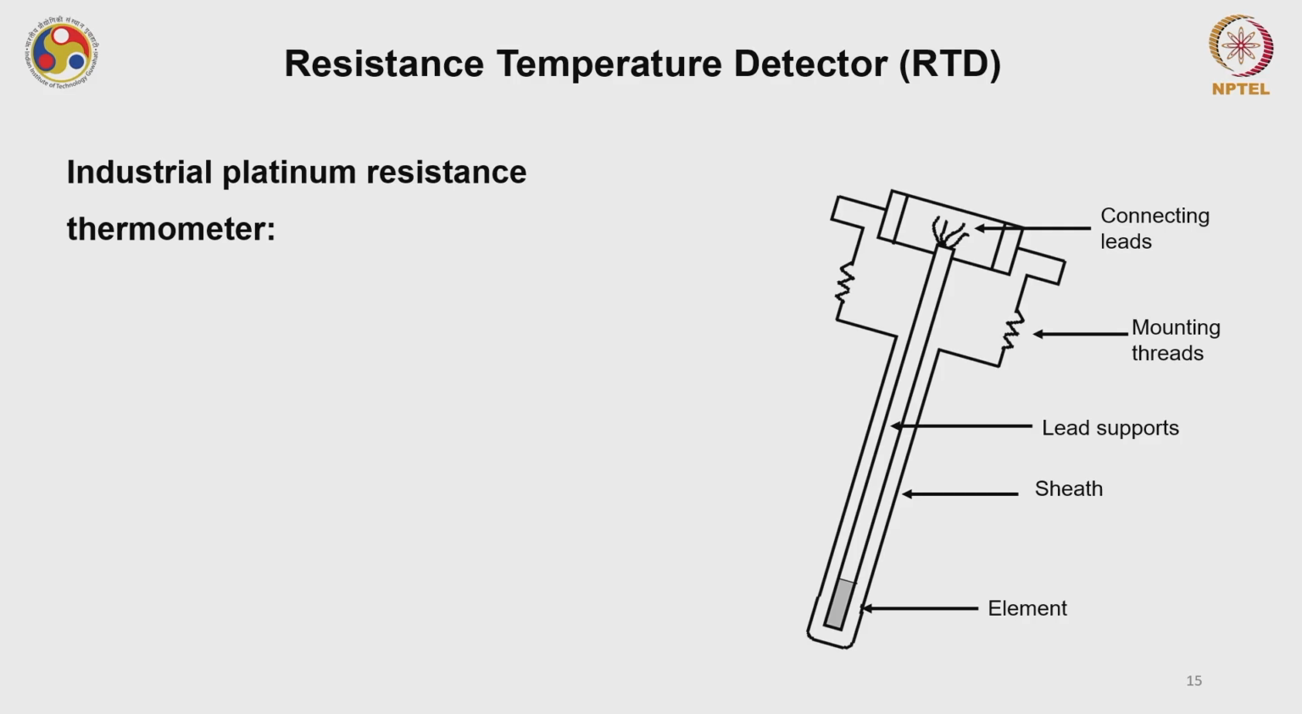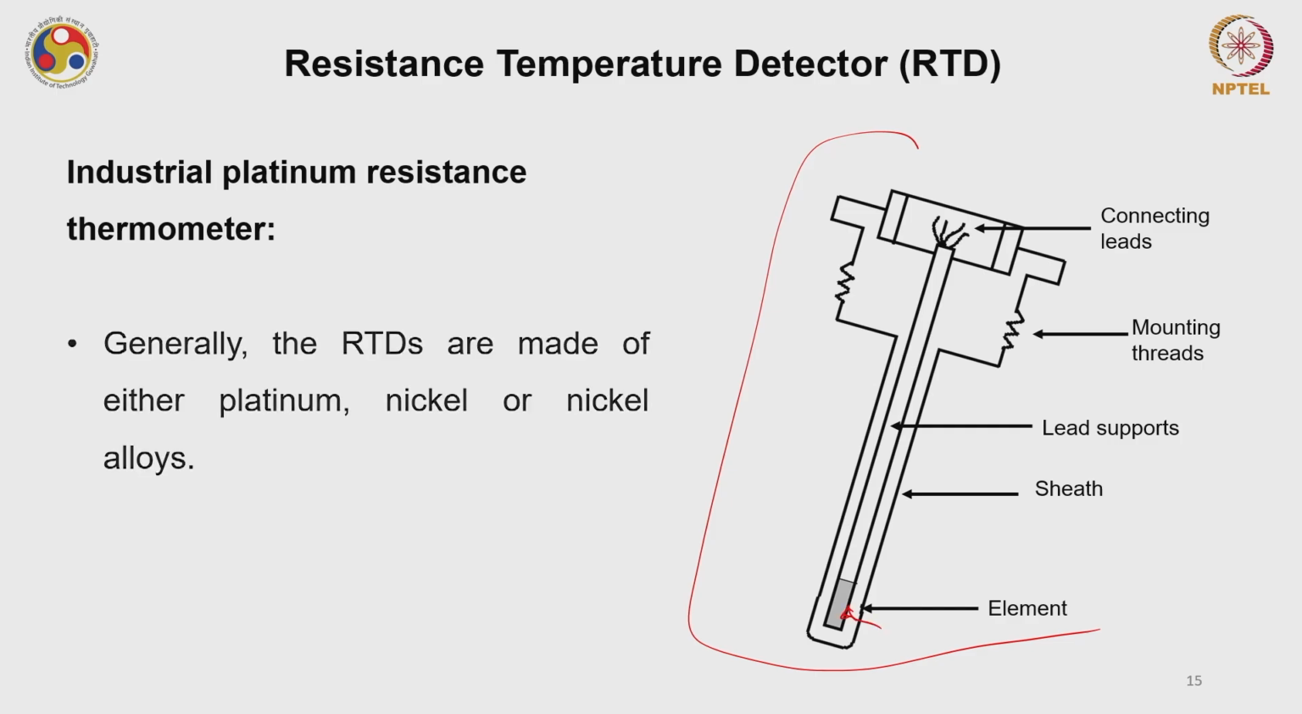Okay, the industrial platinum resistance thermometer looks something like this. You can see that you have the basic element, sheath, the lead support, mounting threads, and the connecting thread, and this structure is very popular for the industrial platinum resistance thermometer. This is your temperature monitoring element, the platinum part basically.